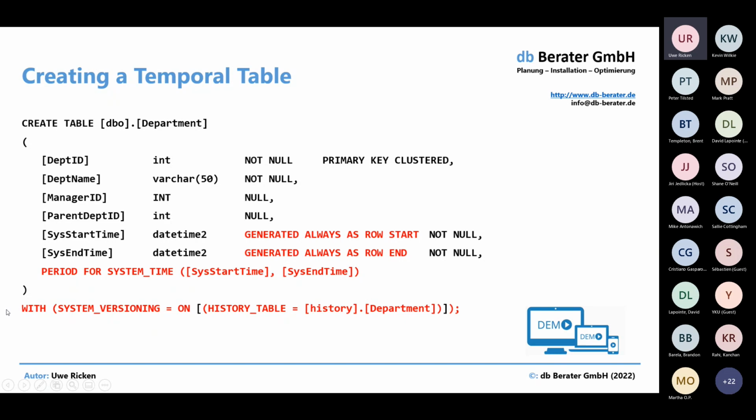And with this one statement, you can say, okay, I want to have system versioning on, and optionally, I want to have a history table, which is this one here. If the table does not exist, it's fine, it gets created for you. If the table exists, then make sure that the metadata are exactly the same.